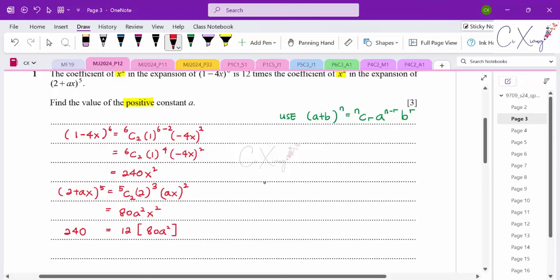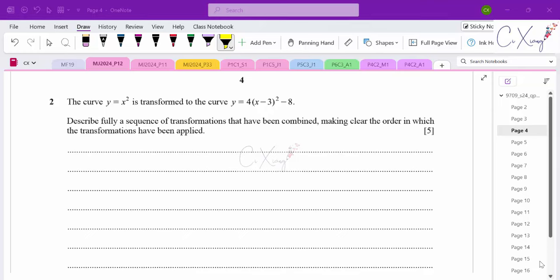Then after that, you try to simplify your equation. Your final answer for a should be equal to 1 over 2. We only consider the positive value because in the question, they did mention clearly that the answer for a is a positive value. Okay, so this is how we solve it.